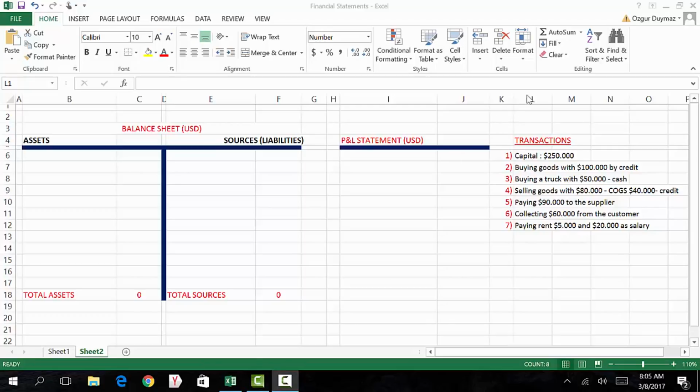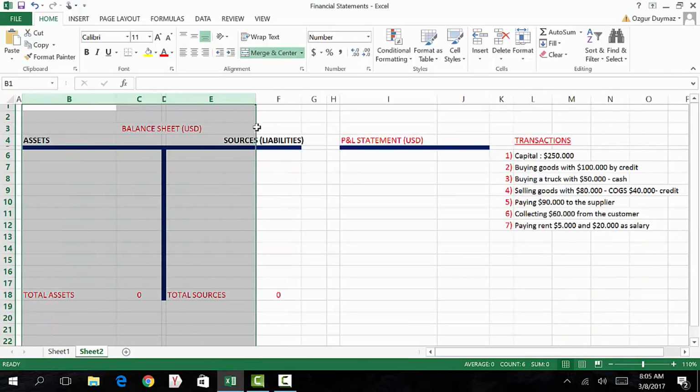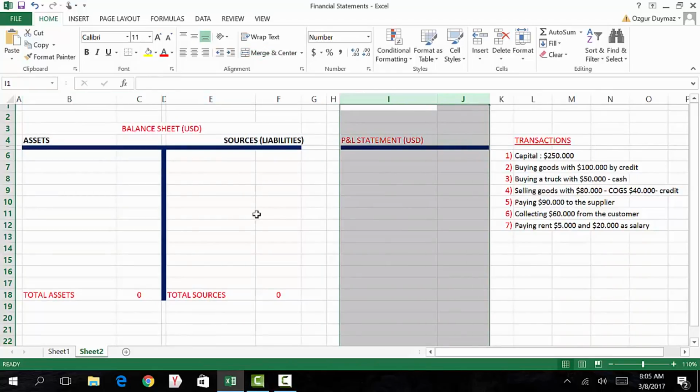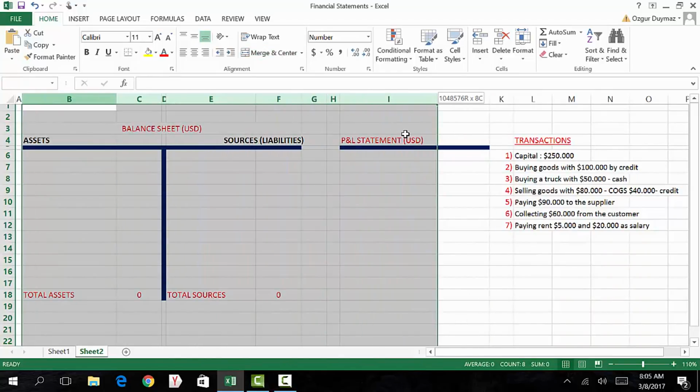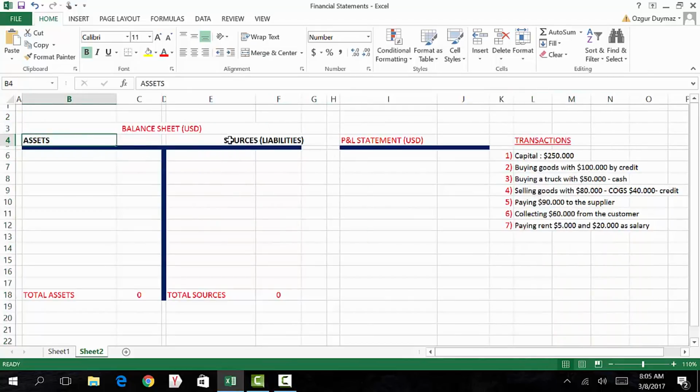These are our transactions. This is the balance sheet. This is the profit and loss statement. We are going to prepare both statements according to these transactions given. A balance sheet consists of two sides, assets and sources or liabilities. The assets amount must be the same as the sources amount. So if a company has $1 million assets, it means the amount of sources must be $1 million.